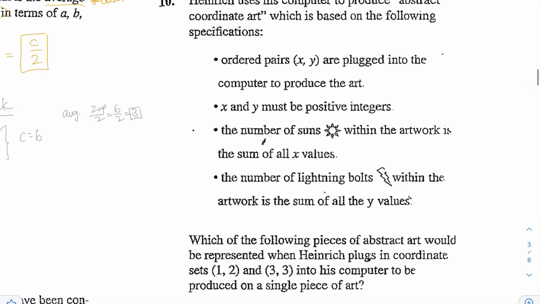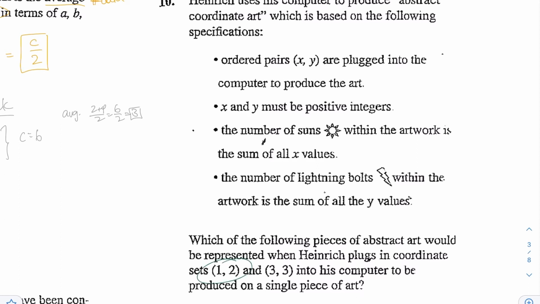All right, for number 10, Heinrich uses his computer to produce abstract coordinate art, which is based on the following specifications. Ordered pairs x, y are plugged into the computer to produce the art. Next, x and y must be positive. The number of suns within the artwork is the sum of all the x values, and the number of lightning bolts within the artwork is the sum of all the y values. Which of the following pieces of abstract art would be represented when Heinrich plugs in the coordinate sets (1, 2) and (3, 3) into his computer to be produced on a single piece of art?